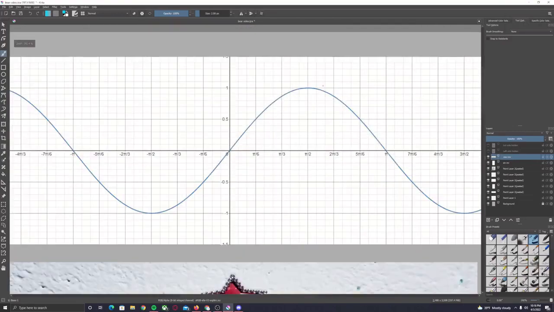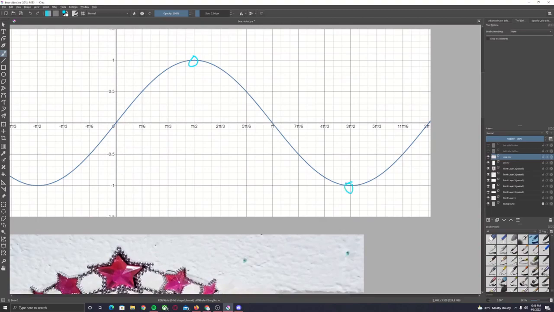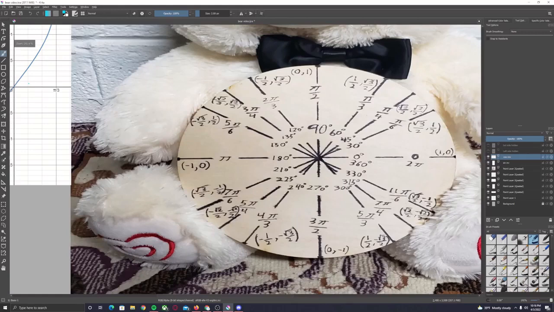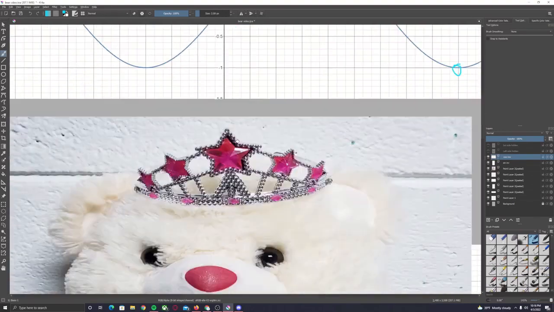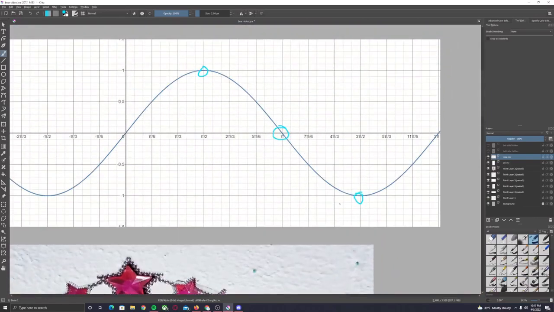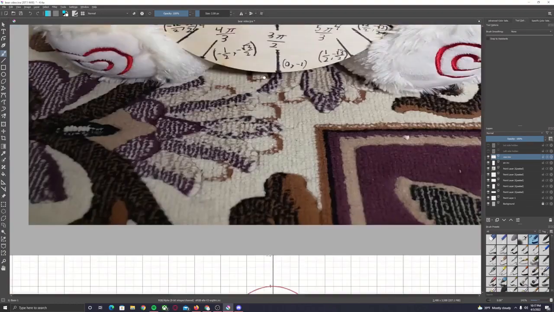So for example, sine will have a maximum at pi over 2, a minimum at 3 pi over 2, and an x-intercept at pi. At pi, sine, or the y-axis, or the y, is equal to 0, which is why it's an x-intercept. At pi over 2, sine is equal to 1, which is why it's a maximum point. And at 3 pi over 2, sine is equal to -1, which is why it's a minimum point.